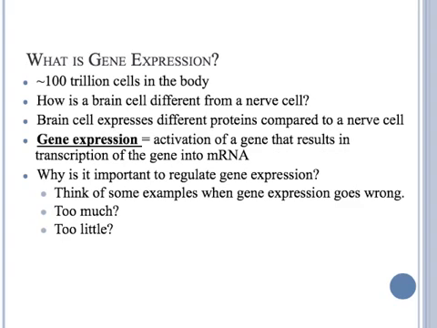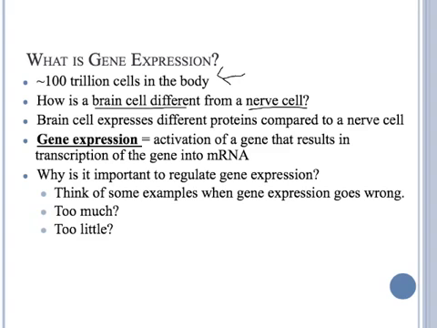Okay, so what is gene expression? We know that we have over 100 trillion cells in our body, and each of these cells is going to need different proteins at different times. So it would be a huge waste of energy to make every protein in every cell all the time. A brain cell is going to need completely different proteins than a nerve cell does. Even though these two cells have the same DNA, the same instructions, they need to use different parts of the instructions to make different proteins.